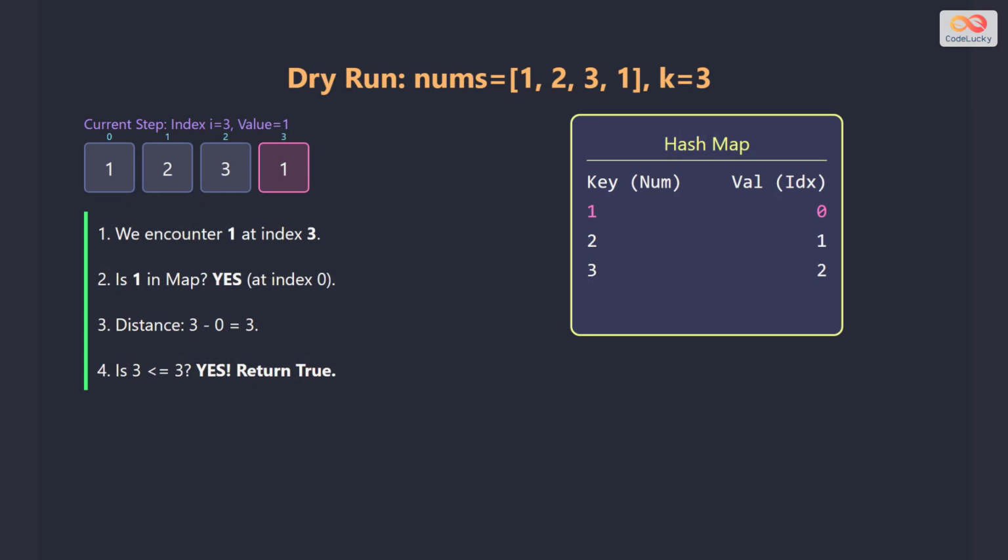Let's trace this with our first example. We are at index 3 and the value is 1. We check our map and see that we previously saw a 1 at index 0. We calculate the distance: 3 minus 0 equals 3. This satisfies our condition, so we return true immediately.